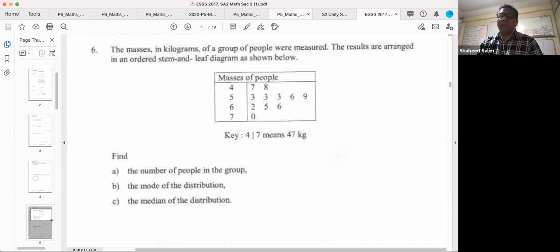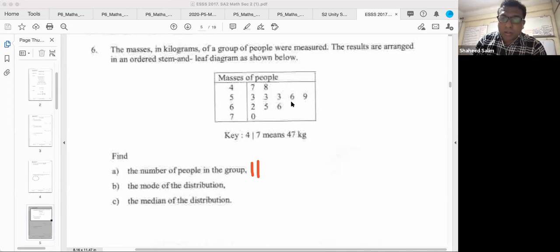So question number A6A is 11%. If you want to know their weight, okay, their weight is 47 kg. First person 47, second person 48, third person 53, fourth person 53, fifth person 53, sixth person 56, then 59, 59, then 62, then 65, then 66, then 70. I hope you understand. This whole chart tells you the number of persons and the exact weight.